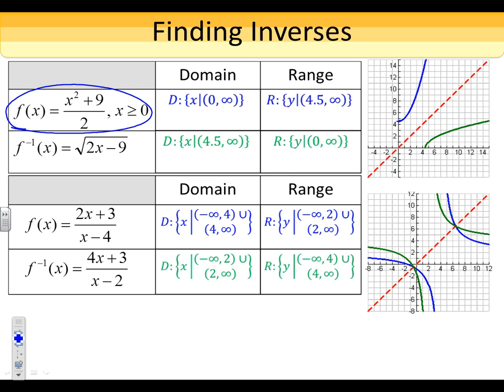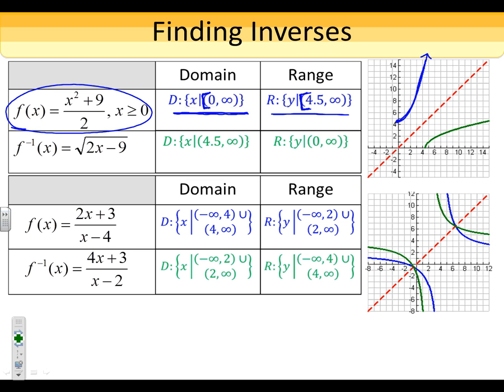So if you're looking at this blue graph over here, the domain of it goes from 0 to infinity because x had to be greater than or equal to 0. So this should be a bracket here. And the range starts at 4.5 and goes to infinity. So it can be 4.5 to infinity for the range.